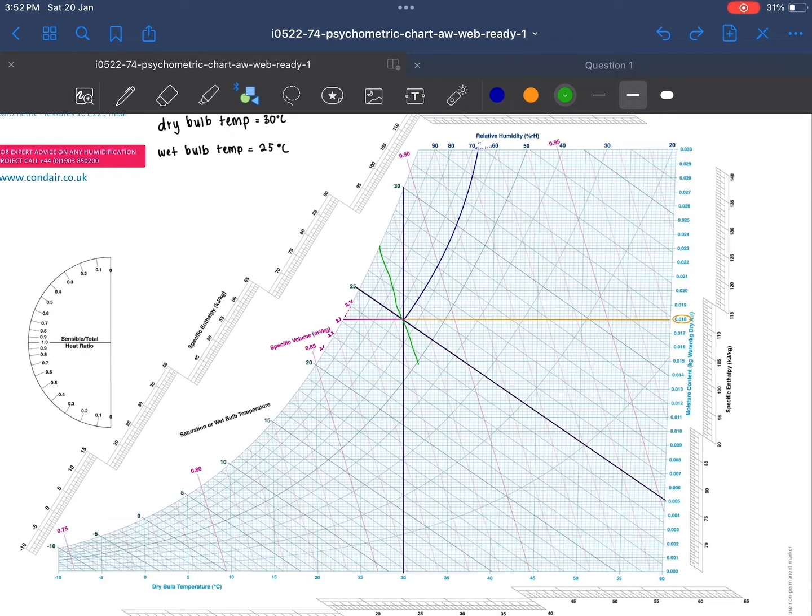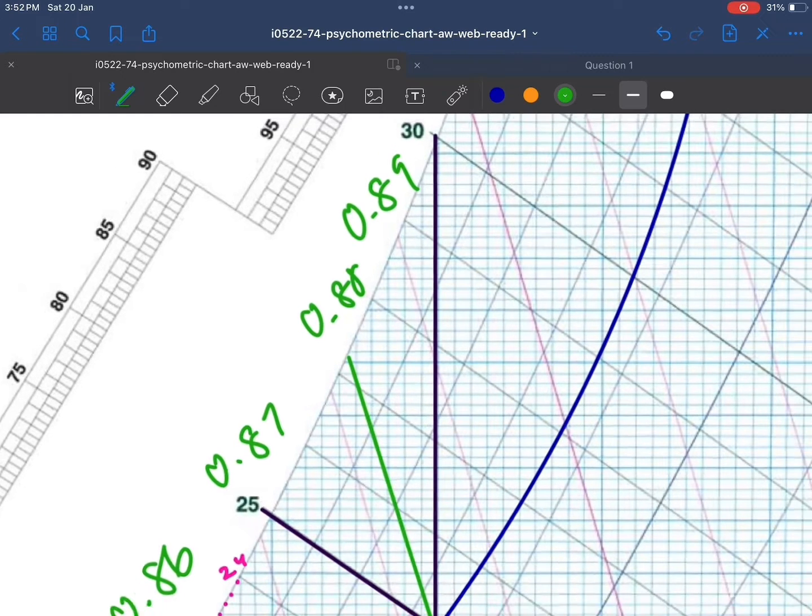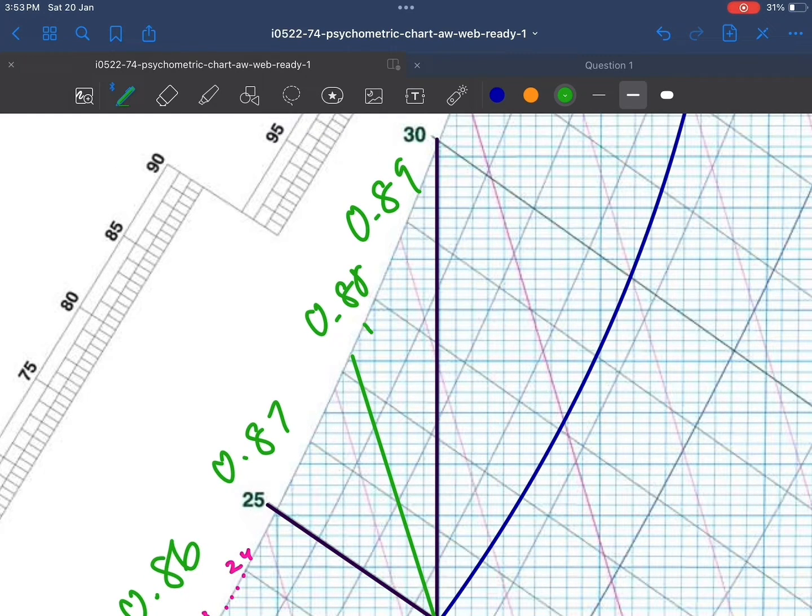We're going to draw the line that touches the intersection between dry bulb temperature and wet bulb temperature. This is 0.89, 0.88, 0.87, 0.86. Next, our line is at the value 0.8825 because there are 4 parts between 0.88 and 0.89.